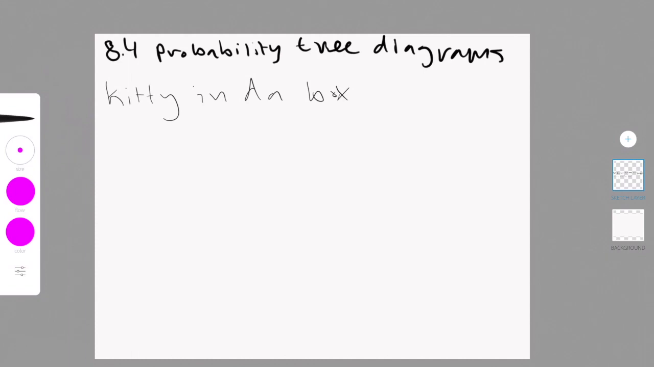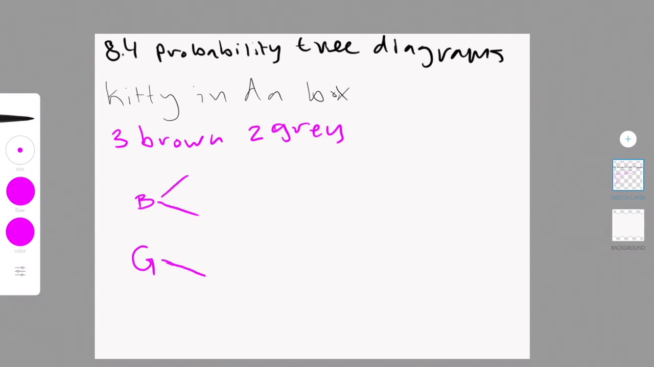So, in this example, you have 3 brown kittens and 2 gray kittens, and you're going to draw a tree diagram to show the probability of picking them out of the box. Now, in this situation, once you pick the cat out of the box, it's no longer in the box, which of course will affect the probability of the next color you pick out of the box. Now, if at every point I put the cats back in the box after picking them up, then you would say that's with replacement, right?